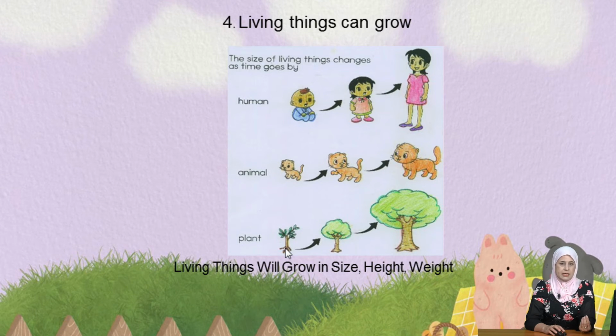Plant is a small plant. This is the medium size of the tree. This grows into a big tree. Small plant, medium tree, and the big tree, okay?